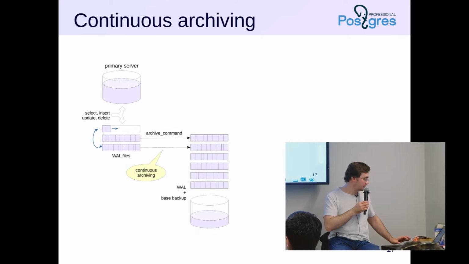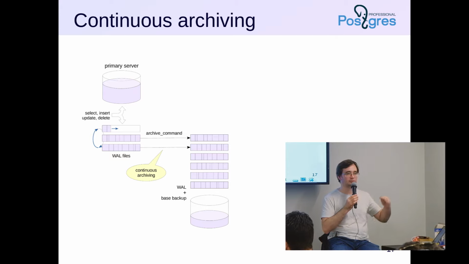Okay, it looks like this. Here is our primary server, and archive_command copies completed segments to the archive. So you have a base backup, and you have an archive of WAL files, and you can just replay all these WAL records to get to the necessary point in time.